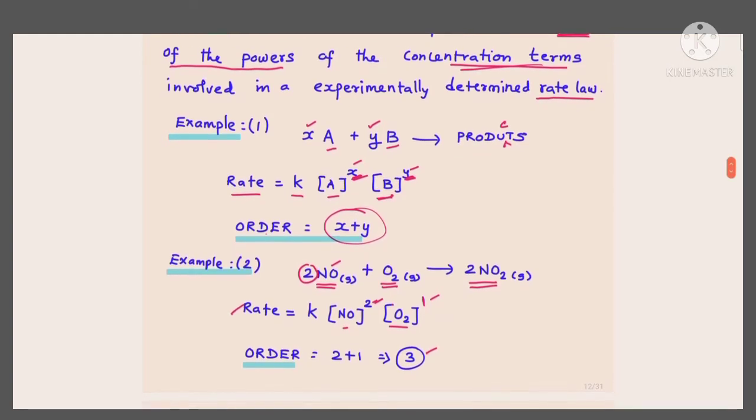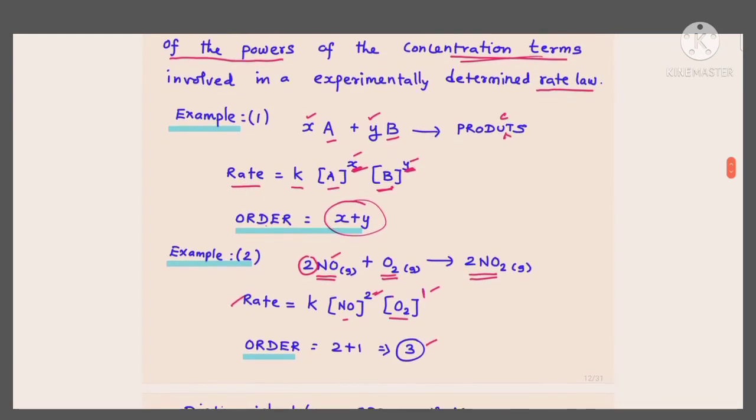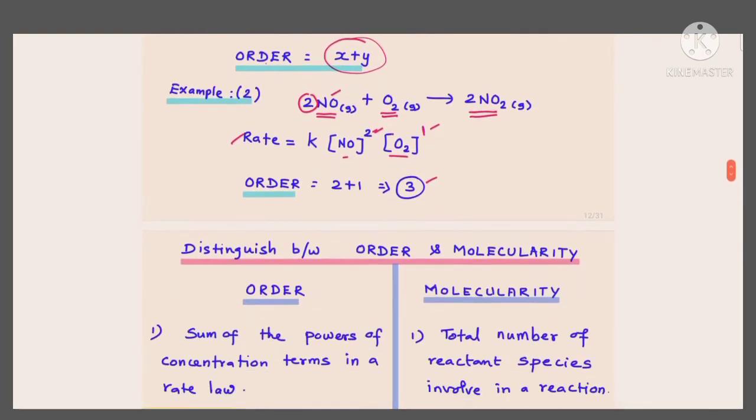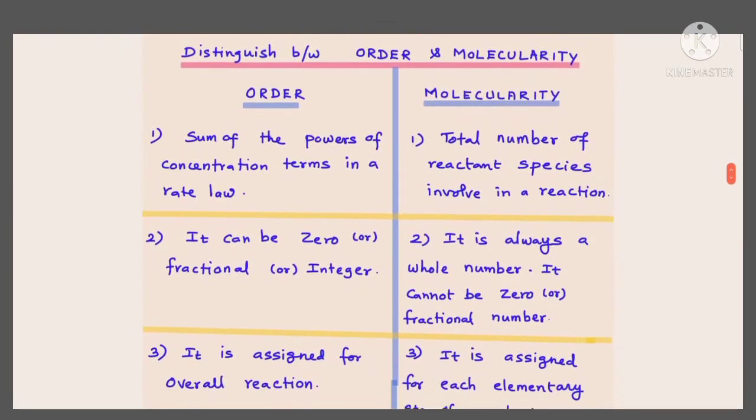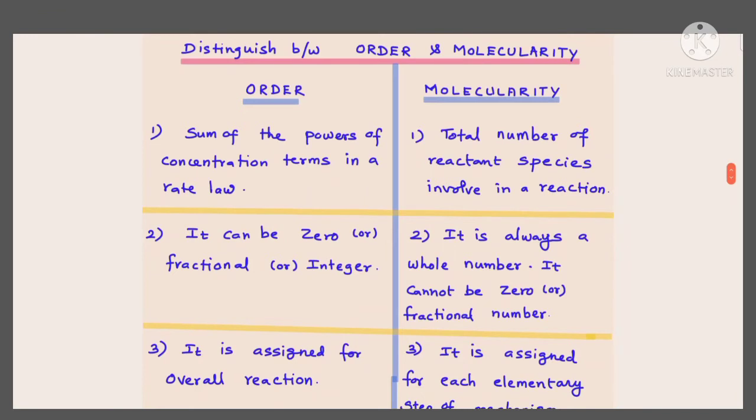Now we are going to discuss the differences between molecularity and order. Okay, right. So for order, the first point is nothing but the definition: the sum of powers of concentration terms. Order is nothing but the sum of powers of concentration terms in a rate law, isn't it? Which is nothing but the definition we discussed earlier.